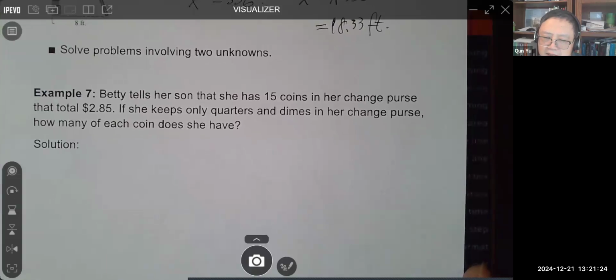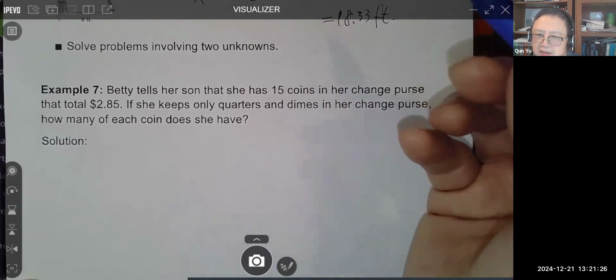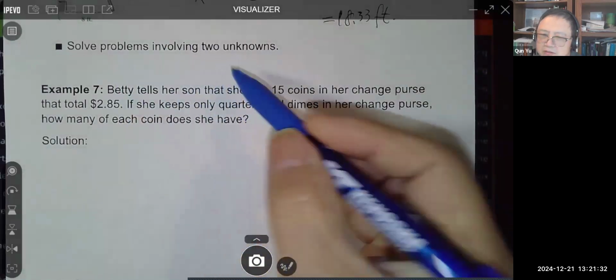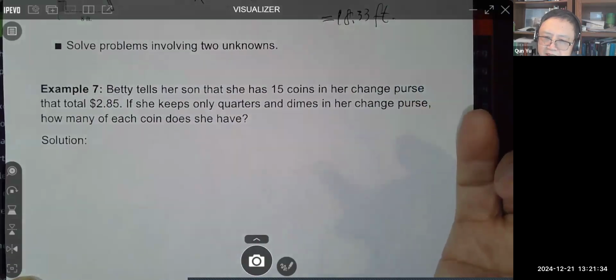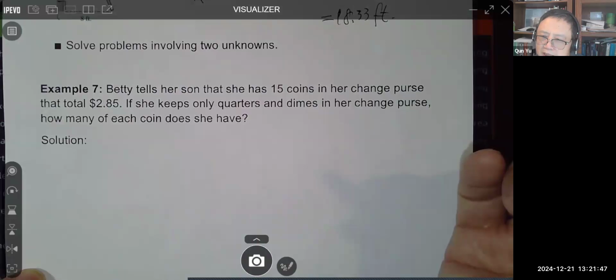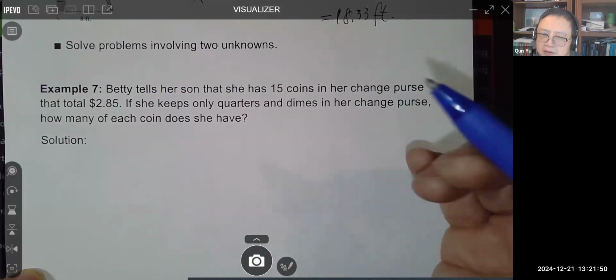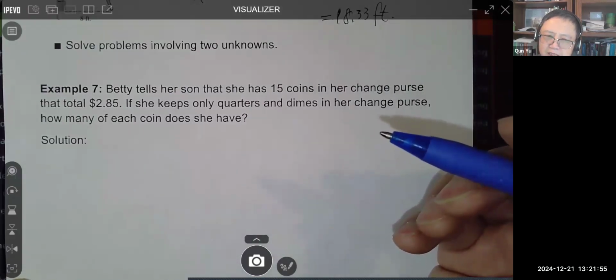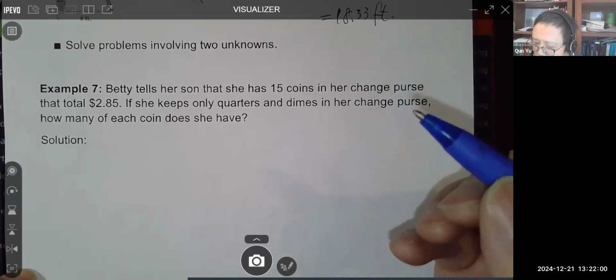Example 7, that's the last one for this video. This is a problem that involves two unknowns. Betty tells her son that she has 15 coins in her change purse that total $2.85. If she keeps only quarters and dimes in her change purse, that means all of those coins are composed of quarters and dimes. How many of each coin does she have? So we don't know how many quarters, how many dimes.